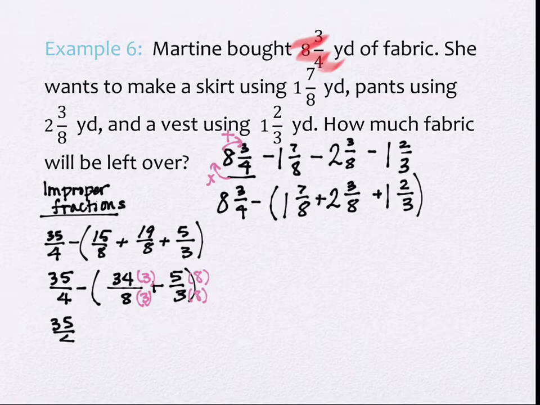35 over 4 out here. You know what, while we're at it, let's just put this in 8ths as well, because we'll probably want it there in a little bit, so we might as well. So if I multiply the 4 by 2, I also get 8, right? Y'all good with that? Okay. So what is 35 times 2? So I have 70 over 4 on the outside. On the inside, I have 34 times 3.